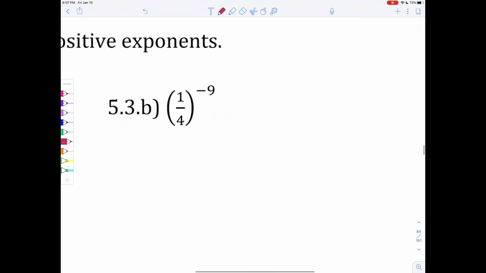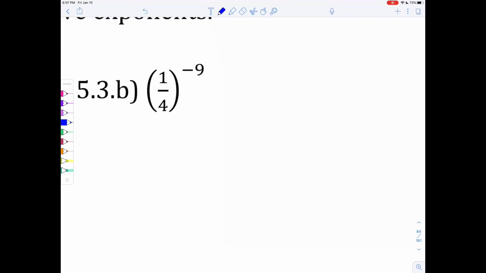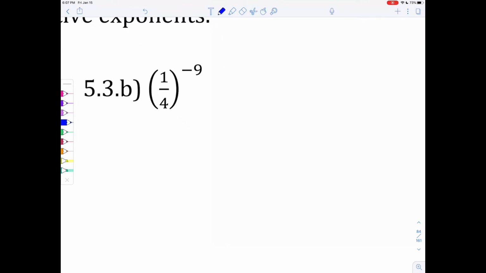I would like you to try this next one, as well as the one after it, on your own if you're feeling bold. And if you're not, that's okay. Maybe you'll feel more bold after this example. This example, we have a negative exponent, to the power of negative 9. We have to take our base, which is 1 over 4, and take its reciprocal. The reciprocal of 1 over 4 is 4 over 1.